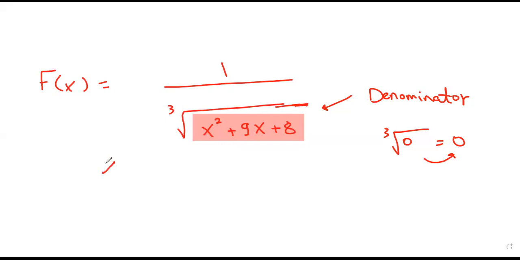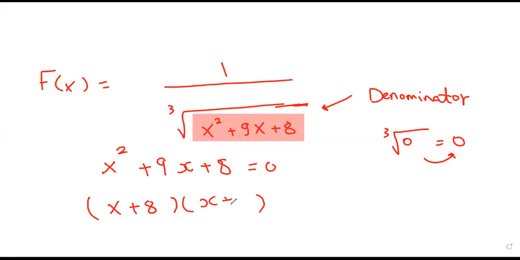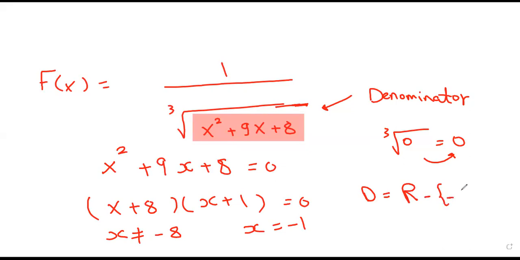So in this case, we are going to find the zeros of the denominator. Factorize it: x plus 8 and x plus 1 equals 0. So x is not equal to negative 8 and x is not equal to negative 1. So what is the domain? The domain is all real numbers except negative 8 and negative 1. That's it.